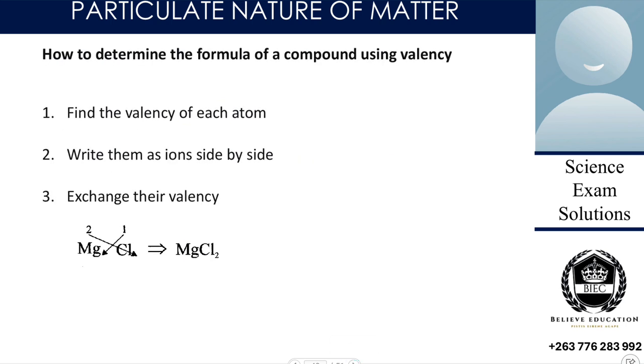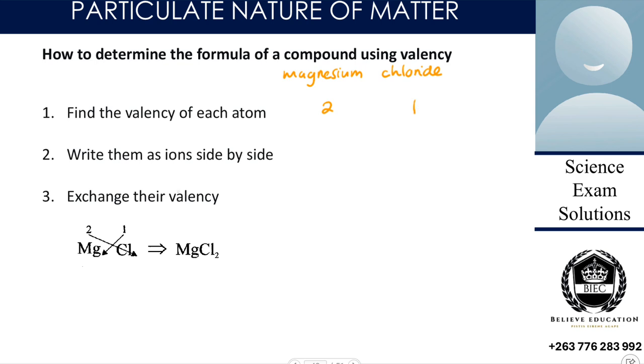Then how to determine the formula of a compound using valency. So after understanding valencies, it is also important for us to know that these can help us to what, to determine a formula. Let's say for example we have magnesium and chloride. Magnesium and what, chloride. So first of all we find the valence for each atom. Valence of magnesium is what, 2, then valence of chlorine is what, 1.